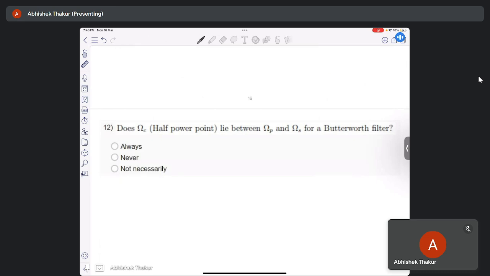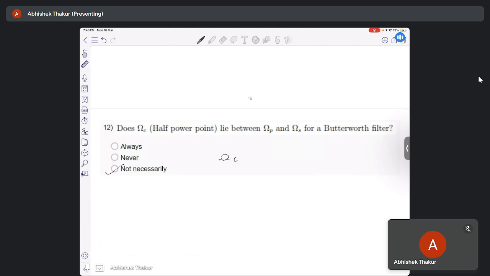So now coming to question number 12. Does omega c lie between omega p and omega s for a Butterworth filter? So this is not necessary. Omega c is just the half power point. For example, if the passband tolerance was greater than the half power, then omega c would lie in the passband. So one cannot comment on the location of omega c. So it will be not necessary.